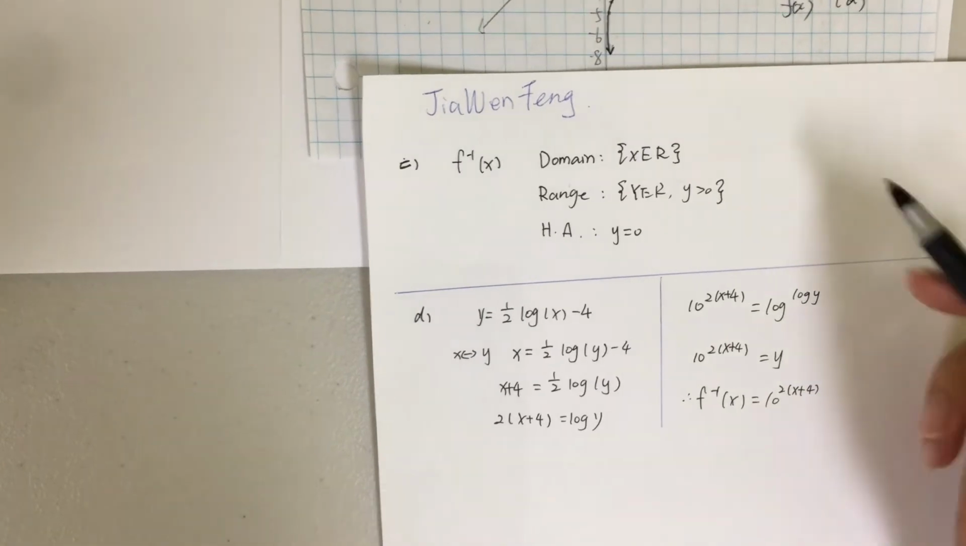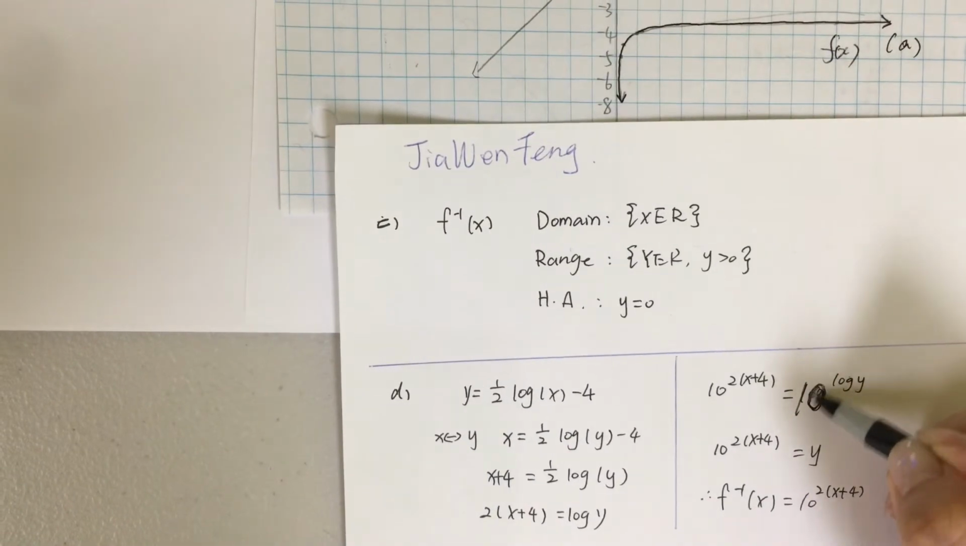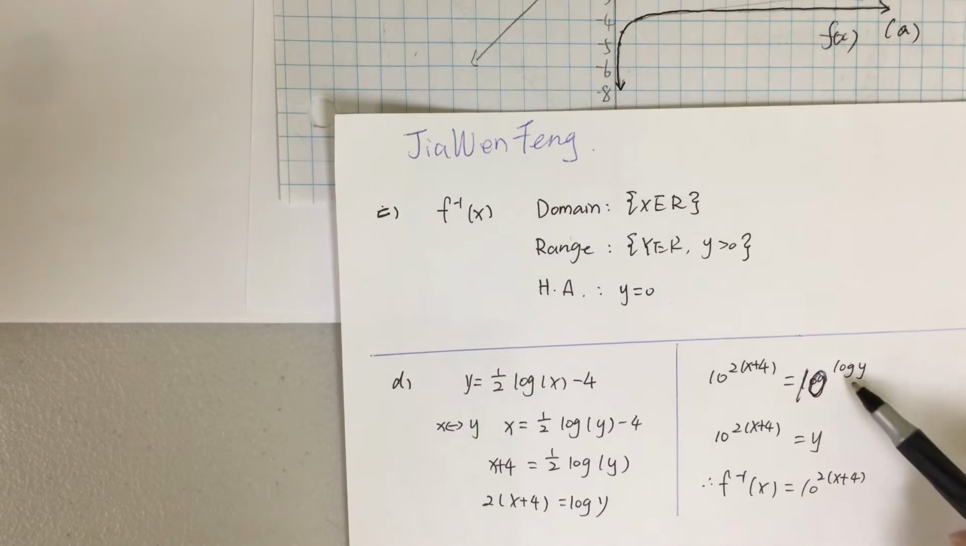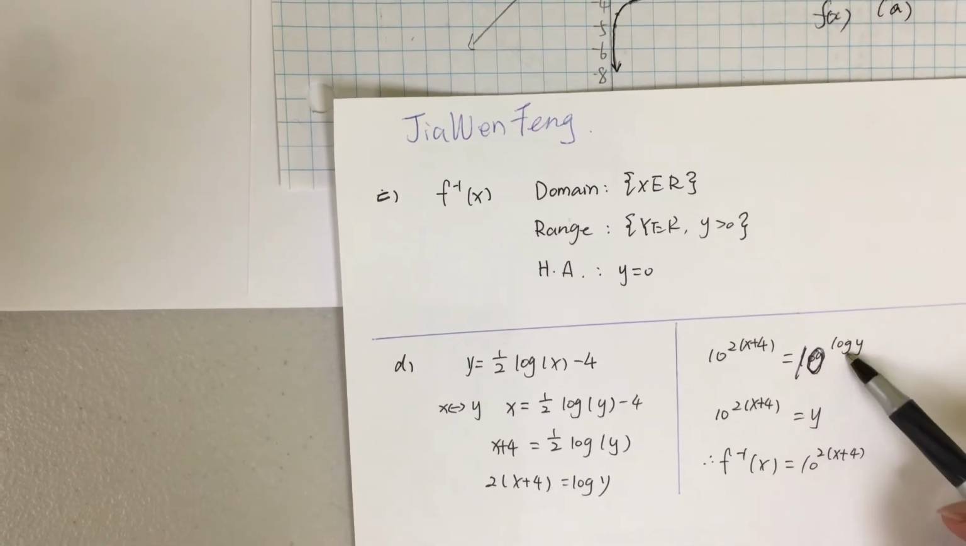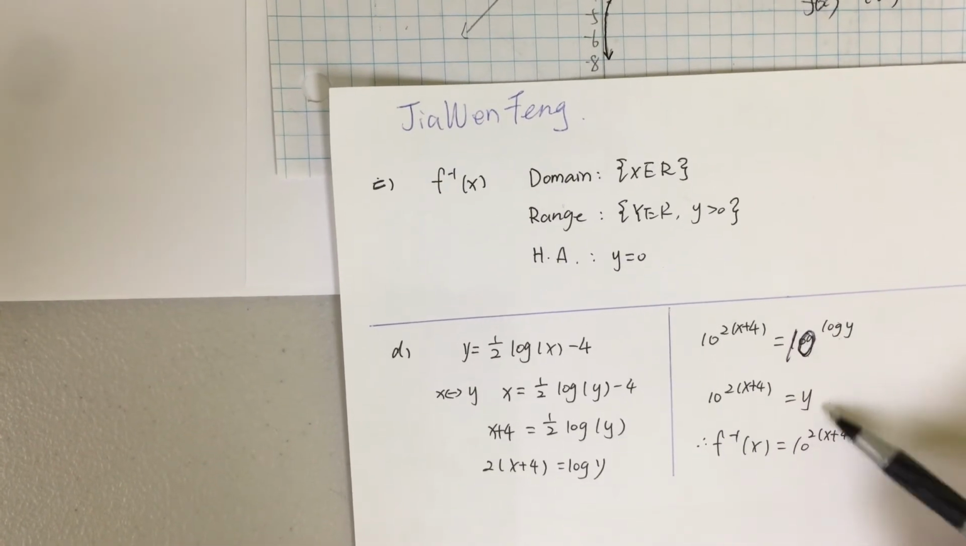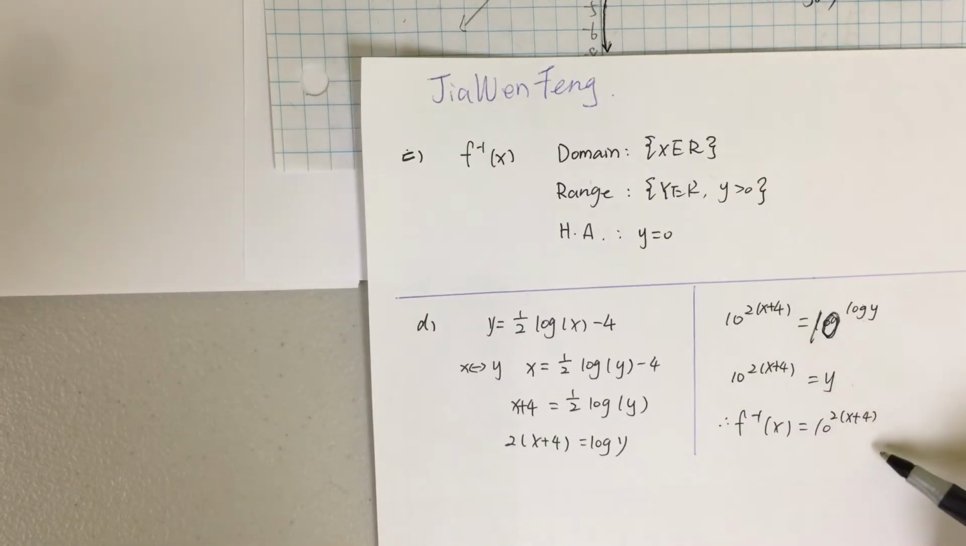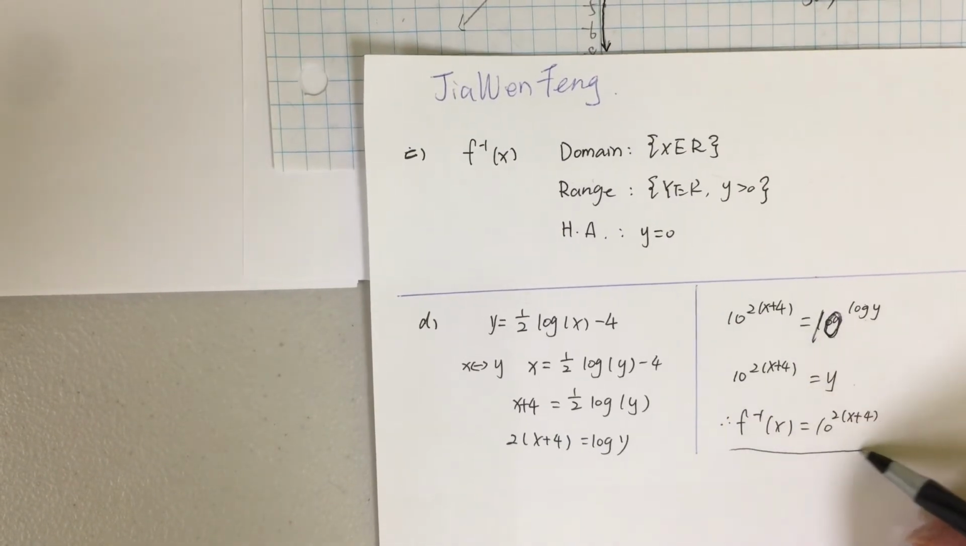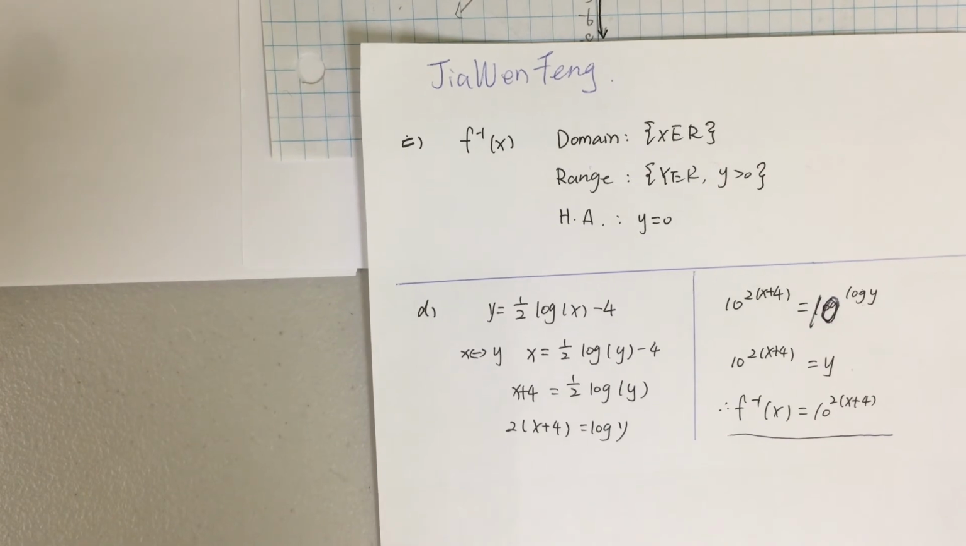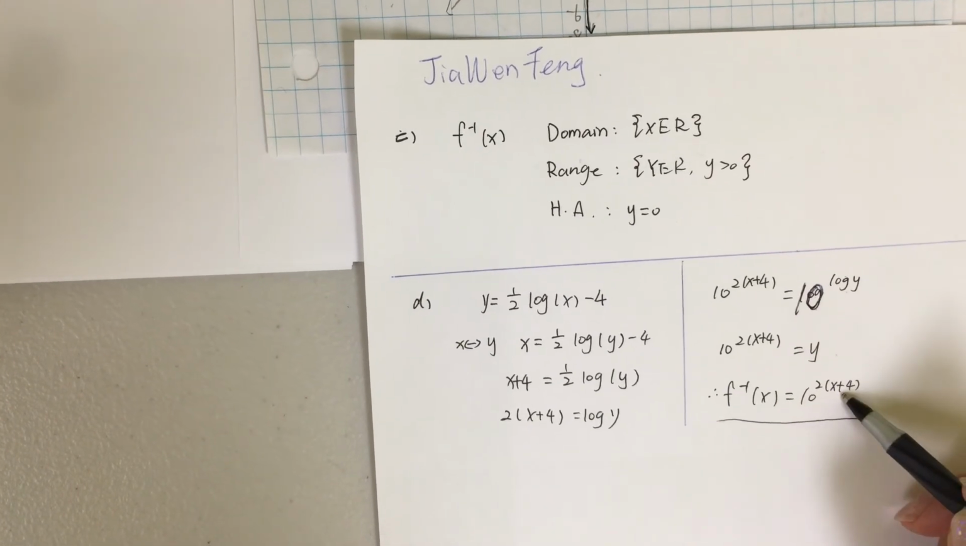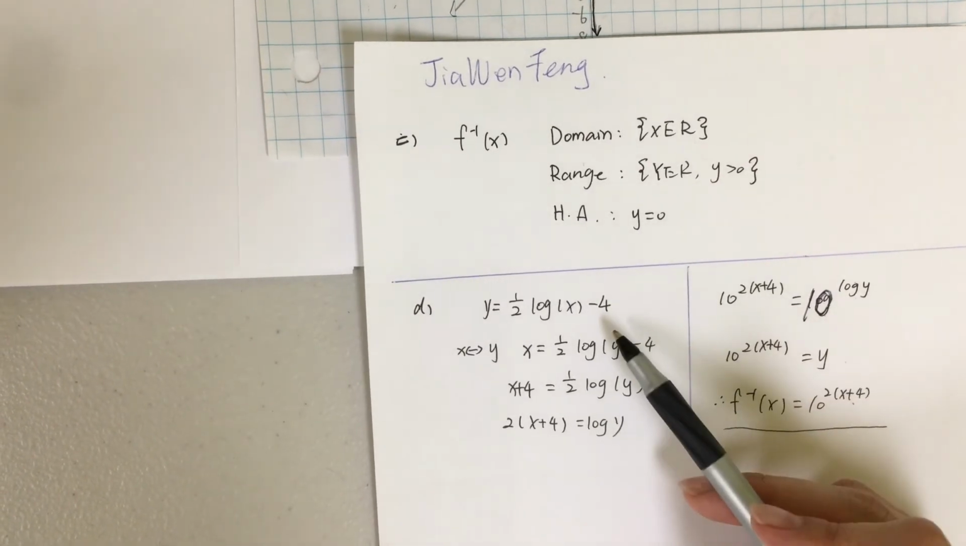By the cancellation rule, 10 to the power of log base 10 of y, the base and log cancel out, and we have y left. So here we have the inverse function. And clearly, this tells us it is an exponential function. And the domain of the inverse function will be the range of the original function.